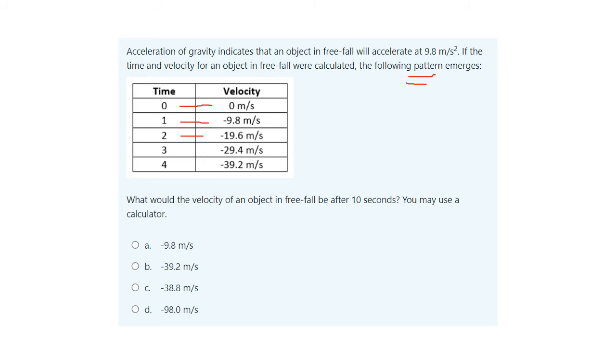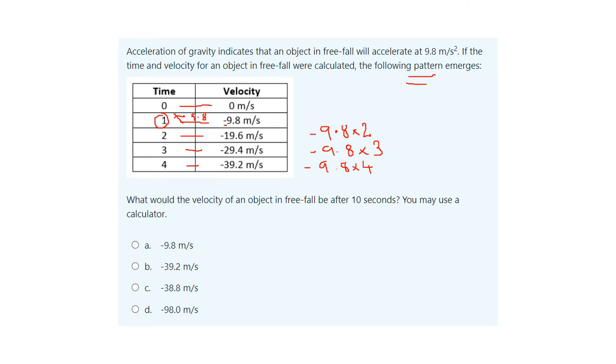19.6 is the same as minus 9.8 times 2. And then 3 is minus 29.4, but that's the same as minus 9.8 times 3. And then 4 is minus 39.2, which is the same as minus 9.8 times 4. So the pattern is we take the time and we multiply by 9.8 or minus 9.8. Minus because it's falling to the ground, so it's going downwards.